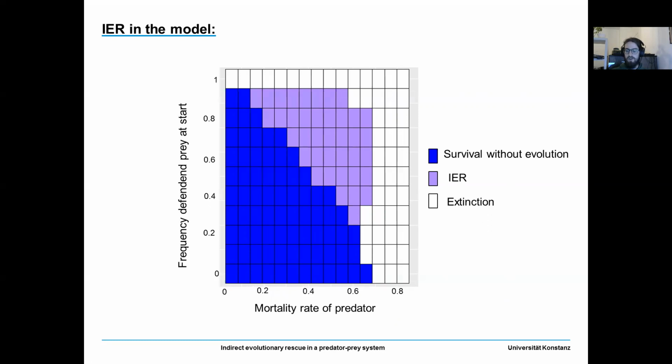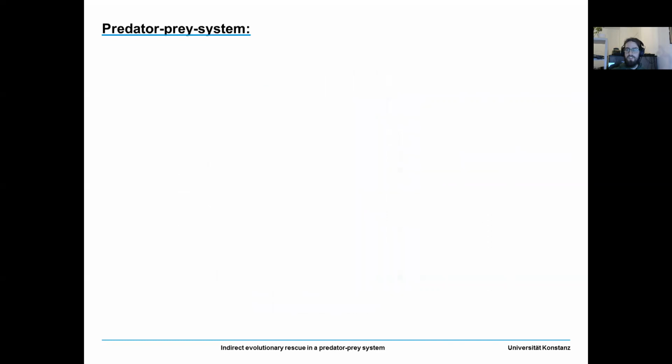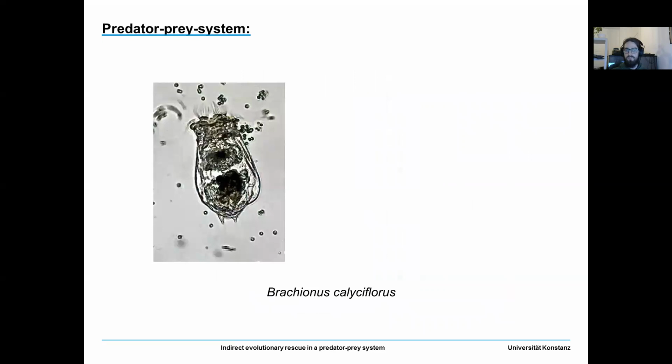With these results, now I will go back to the lab and start experiments to see if I can reproduce this also in the lab. For that, I'm using the predator-prey system consisting of the freshwater rotifer Brachionus calyciflorus. And for the prey population, I have the green algae Chlamydomonas reinhardtii.